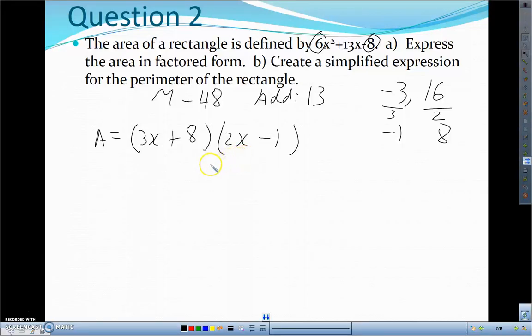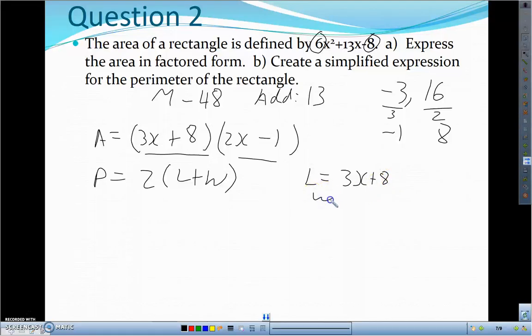Create a simplified expression for the perimeter of the rectangle. Well, perimeter is equal to 2 times length plus width. So now we're going into question number B. And we can consider these as being length and width. And I'm going to think that this is going to be the length. So let L be the length, which is 3x plus 8, and the width be equal to 2x minus 1. We're going to take these numbers and substitute them into this perimeter formula.